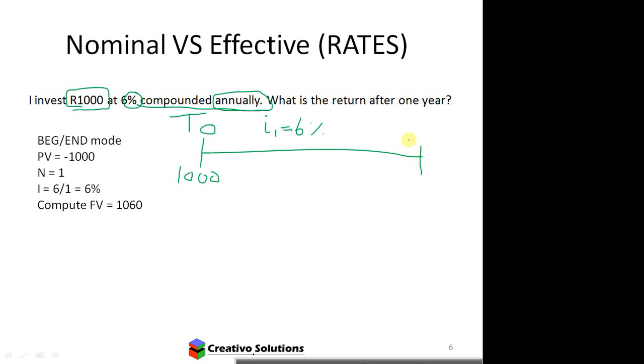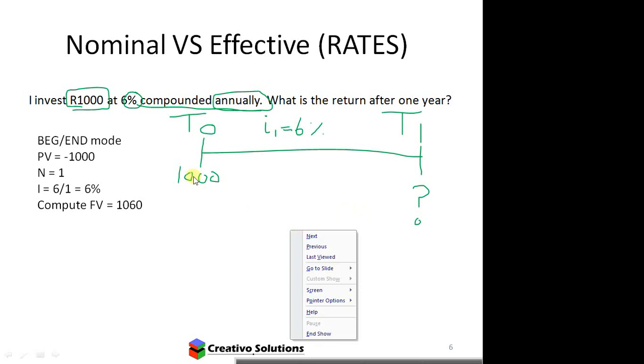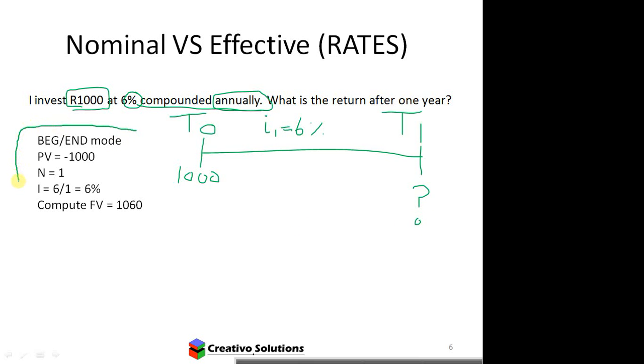So what's the time? T1. T0 is now, T1 would be 1 year. What am I looking for? How much am I going to end up with? You're never going to have to use formulas to work out time value of money because the calculator can do it for you. We're going to type that into the financial calculator and solve for the 1060.